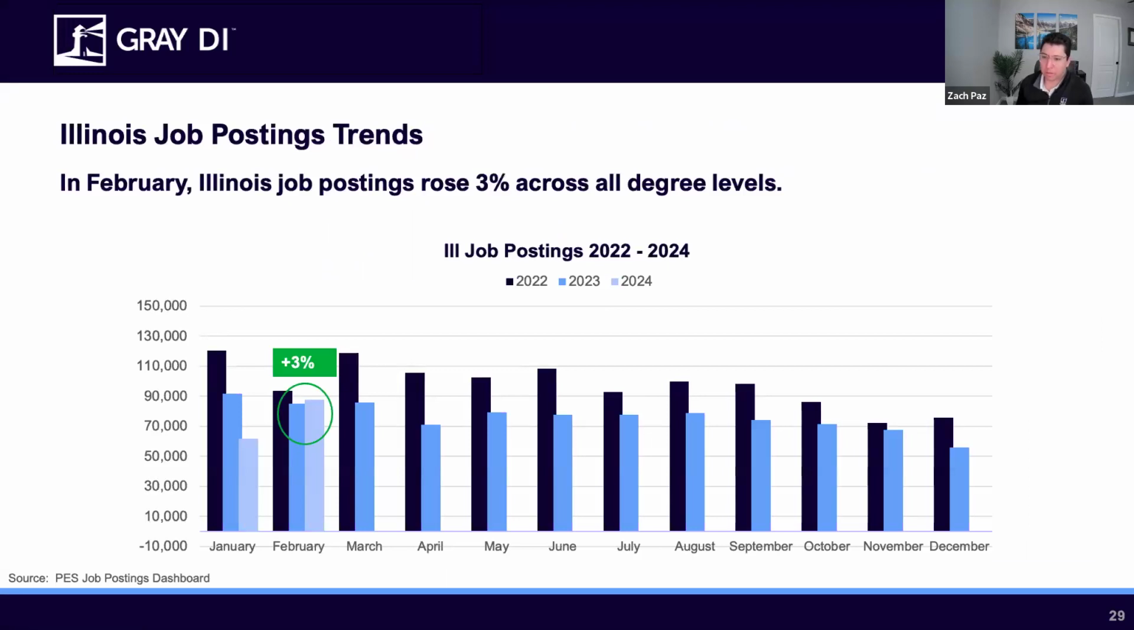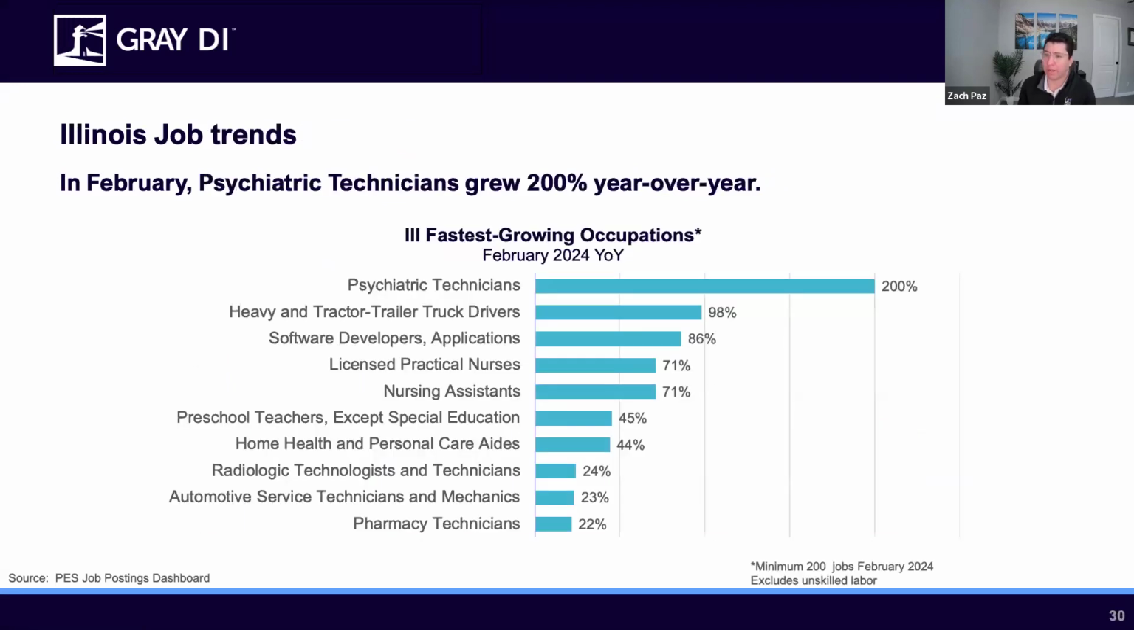From a job postings perspective, we're up 3%, not as high as what we saw nationally, but still above prior year. So that's a good indicator. And for what programs are growing, psychiatric technician was also in the top. So it's very interesting to see this both nationally and in Illinois. Illinois might be a driver of that national growth as well.